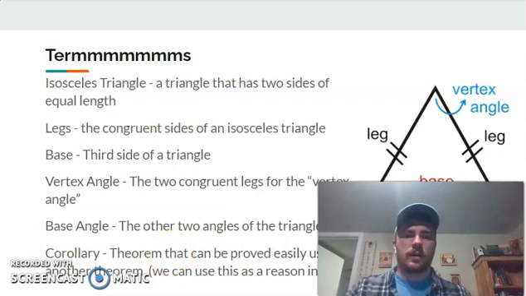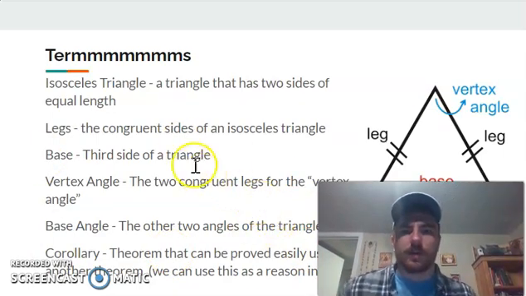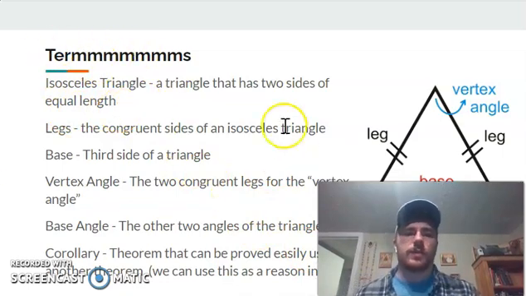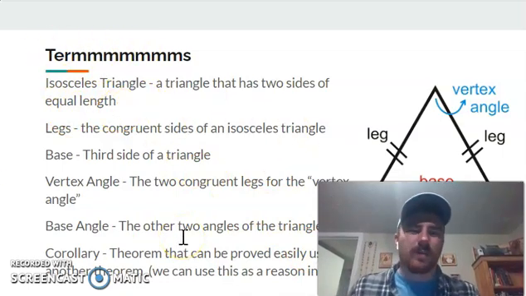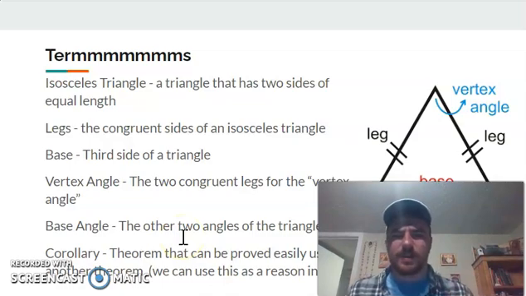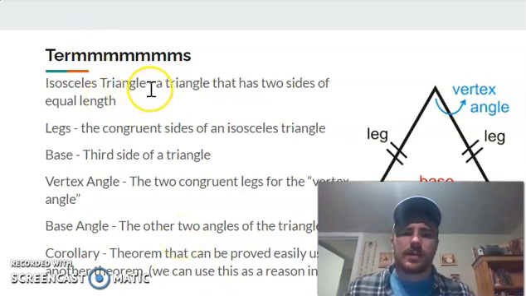So let's look at some terms. I think my cam is covering up some things, so I'll move it later. So today we're going to be talking about isosceles triangles and then equilateral triangles, but we'll get to the equilateral later. So isosceles is a triangle that has two sides of equal length.